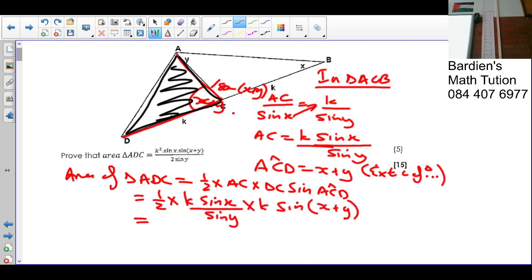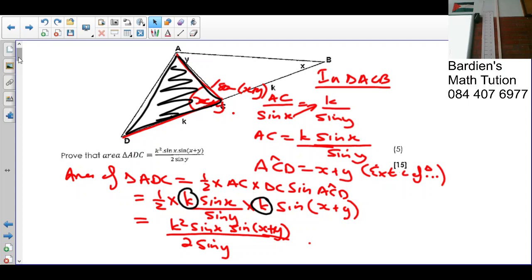So that is simply K times K, which is K squared. And the 2 belongs to the denominator, so it's 2 sine Y. On top we have K squared sine X plus Y. And there we go. Okay. Phew, sorry about that.